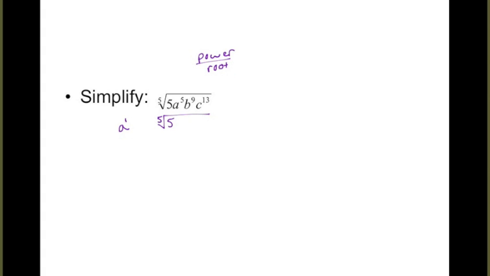Now for b, we would say we have b to the 9/5. Well, that doesn't go unevenly, right? How many times does it go unevenly? 1. So I'm going to take 1 out. And how many are left over after I do that? 4. So I'm going to leave 4 stuck under. Okay, here we're thinking about remainders. So if I write it as 9/5, that's the same thing as 1 4/5. So I'm going to take the 1 out and leave the 4 in.